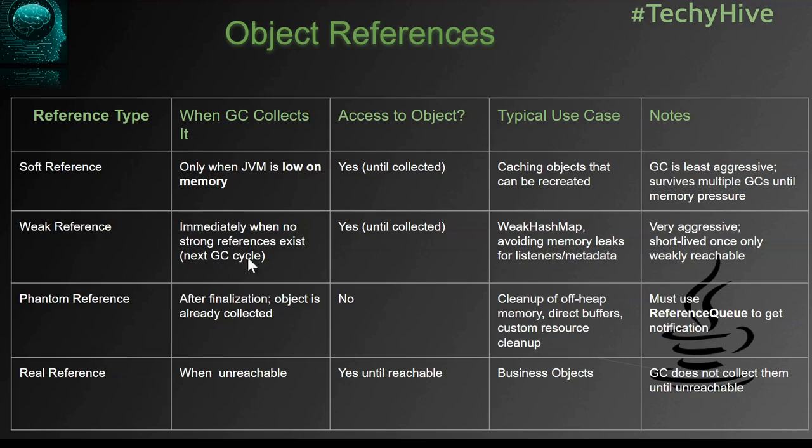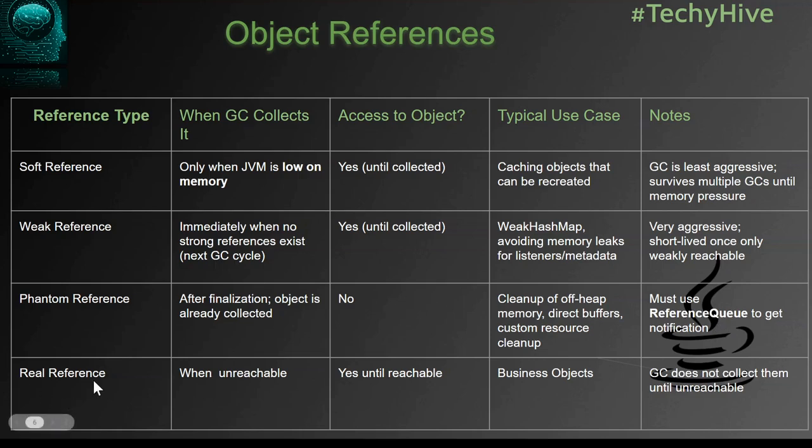Weak references only survive one GC cycle. They are collected in the next GC cycle, and sometimes we need very short-lived objects, for listeners or metadata, and for them we can use weak references. Phantom references are used for cleanup purposes. When an object is finalized, the reference is pushed to the reference queue, and when there is a reference queue, we can do the cleanup for that object.